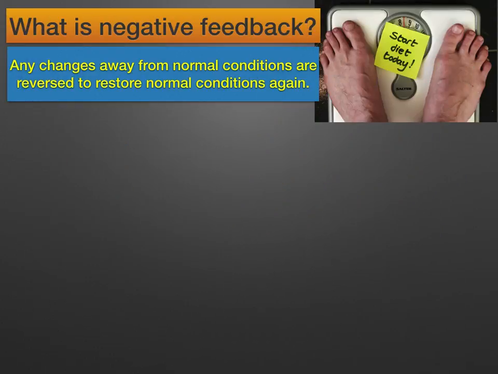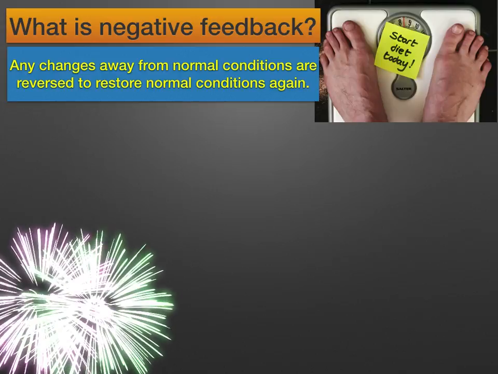First of all, to explain negative feedback, I'm going to use an example that most people are probably familiar with. What happens in any negative feedback cycle is any changes away from the normal are reversed to get back to normal conditions again. So given that this is January, the example I'm going to look at is yo-yo dieting.